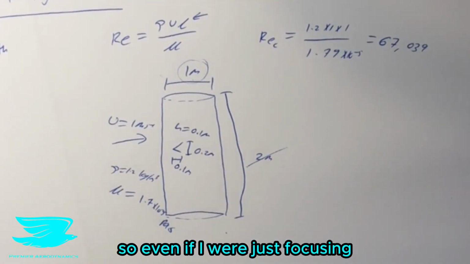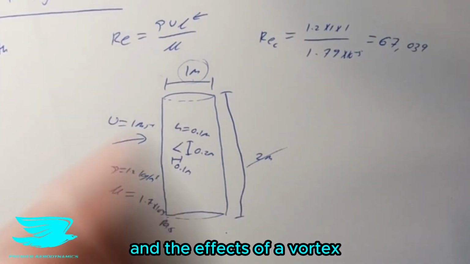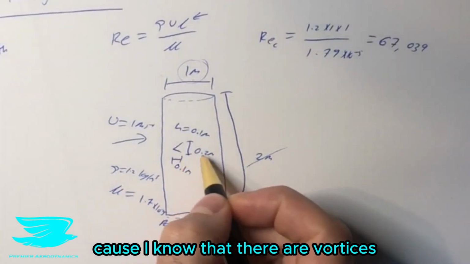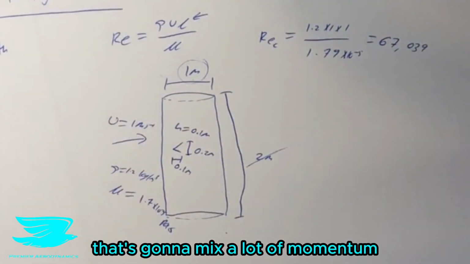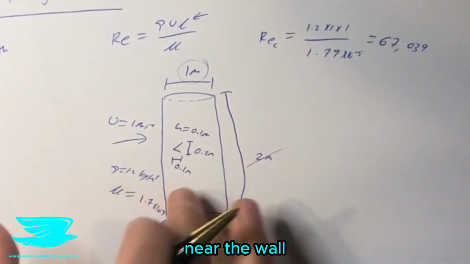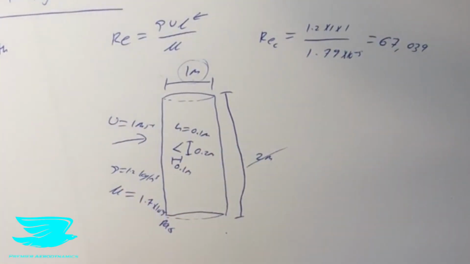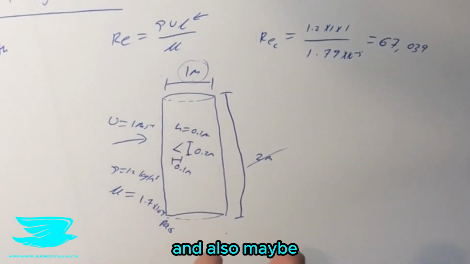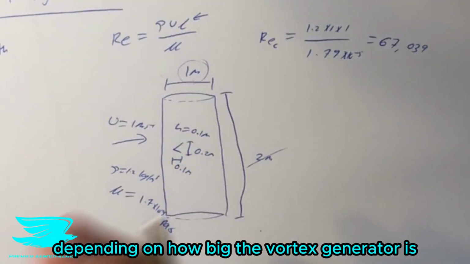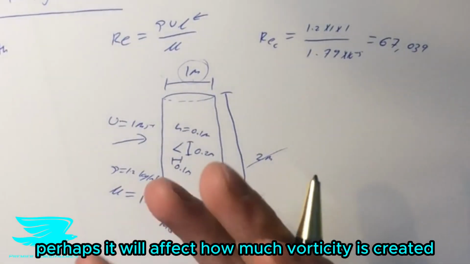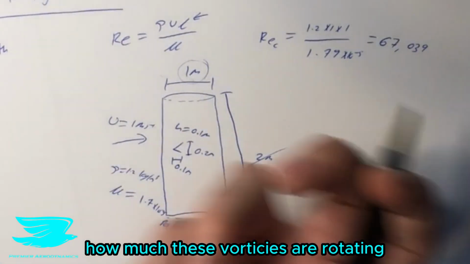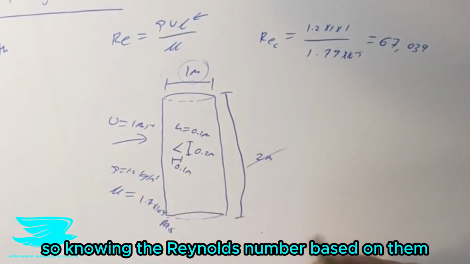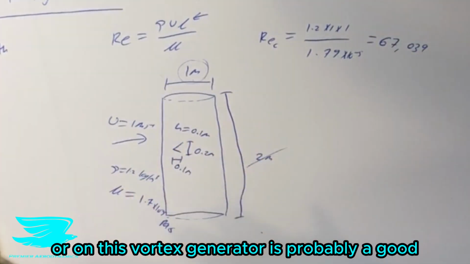So even if I were just focusing on the airfoil and the effects of a vortex generator in general, I do know that the vortex generator does affect the flow, because there are vortices coming off here that are going to turbulate the flow, mix a lot of momentum into near the wall, and affect the turbulence. So perhaps the vortex generator is important in this case, and depending on how big it is, it will be more or less effective. Perhaps it will affect how much vorticity is created, how much these vortices are rolling up, the strength of them. So knowing the Reynolds number based on this vortex generator is probably a good idea as well.